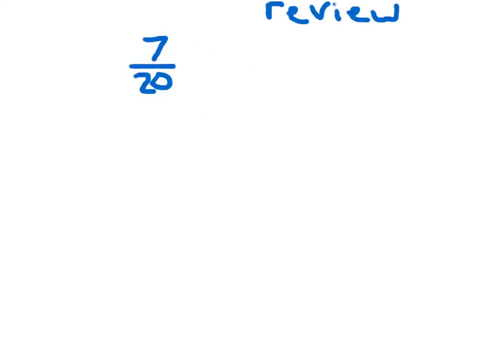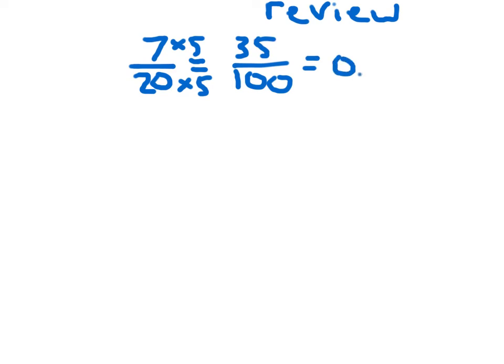Here's our review. 7/20ths, so we can go ahead and use equivalent fractions. We find that equivalent fraction so that we have hundredths. 20 times 5 there then. That's 35 hundredths. 35 hundredths as a decimal, 0.35. As a percentage, or a percent, is 35%.